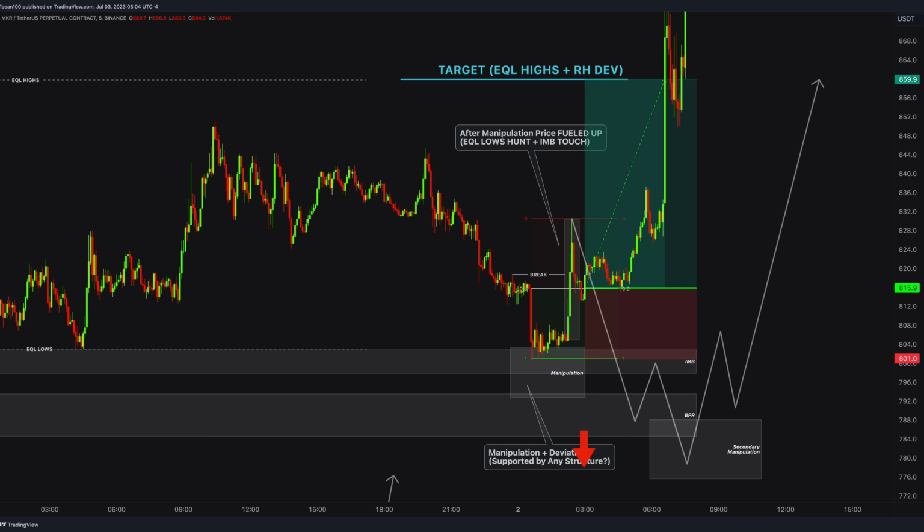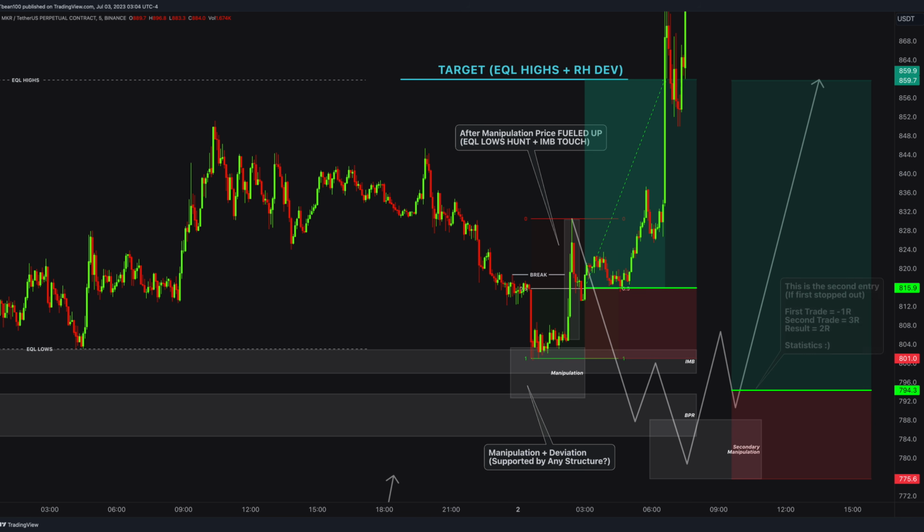MSB was fake? This would be a great loss, a mindful loss. Then you can do your secondary entry from the BPR with the same target because our target is untouched. It stays as it is. Then, what is the result here? 1 hour loss, 3 hour win. Finally, 2 hour gain. So, what is the lesson here?